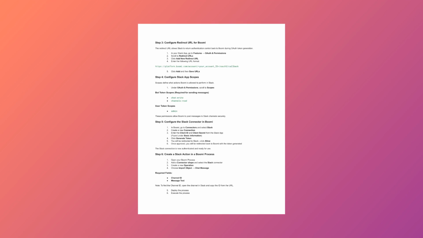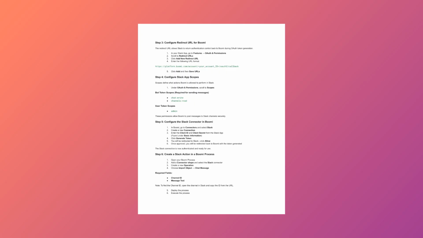To configure the redirect URL, go to Features, then OAuth and Permissions in your Slack app. Scroll to Redirect URLs, click Add New Redirect URL, and enter the provided URL format. Scopes define what actions Boomi is allowed to perform in Slack. Under OAuth and Permissions, scroll to Scopes.